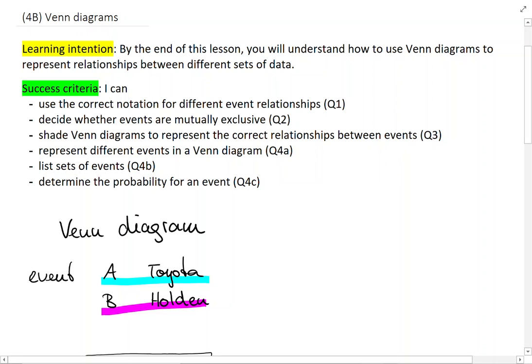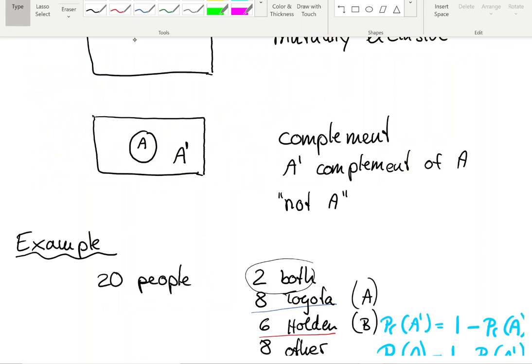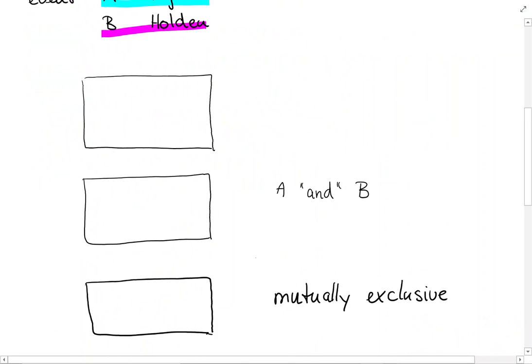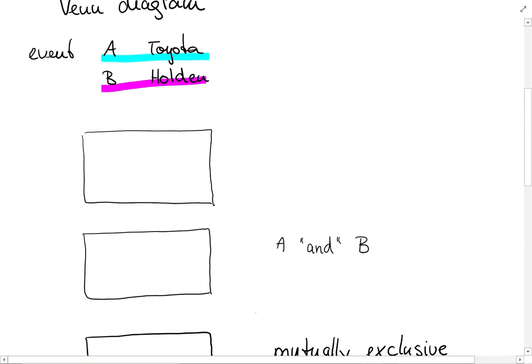What's a Venn diagram? Basically speaking, you're having a box, a rectangular box with two circles in the middle. Now, here's my rectangular box, and I will have one circle for event A and another circle for event B. That's A, that's B. So that means when I do my example later, I'll write how many people are driving a Toyota in the circle A and how many people are driving a Holden in the circle B.